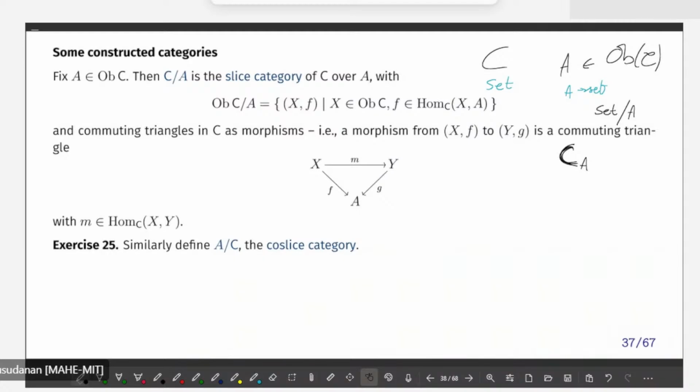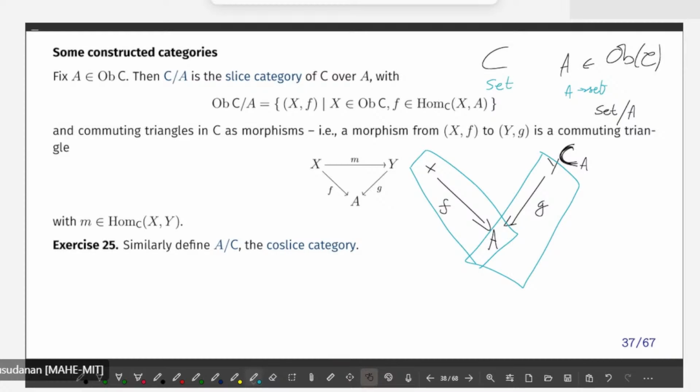We denote an object as a pair consisting of an object and a morphism. You can just think of it as a morphism because a morphism contains the data of what its codomain and domain are. But for clarity, we denote the domain explicitly. You take any morphism into A, like shown here. This is one object, and this is another object. So now, if these two are objects of your new category, the objects themselves are morphisms of some other category, but here they become objects.